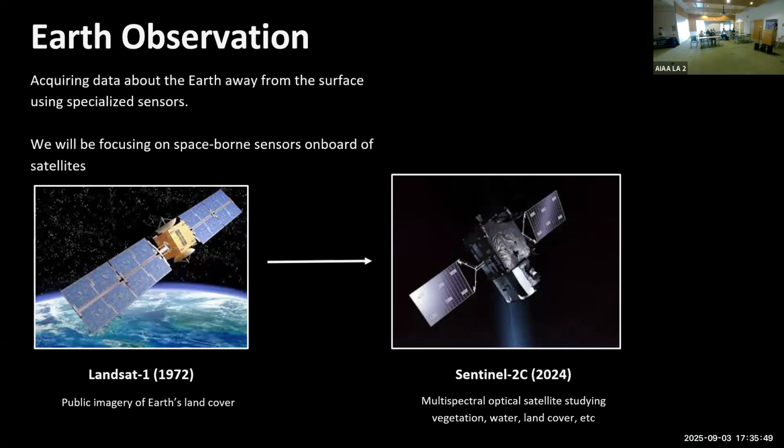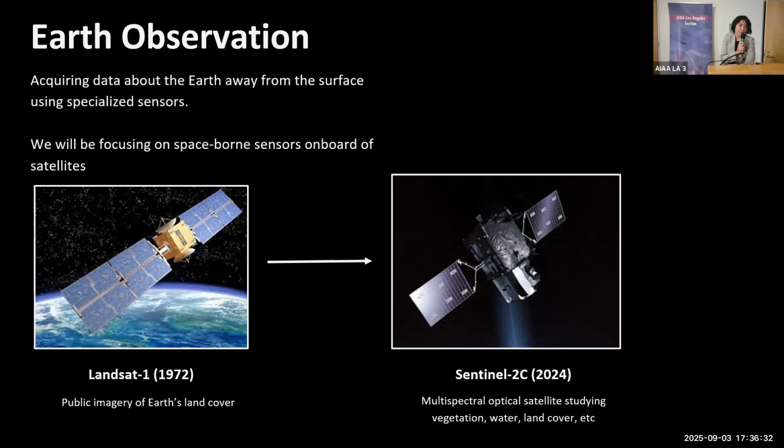So put simply, Earth observation is about acquiring data about the Earth away from the surface. This is contrary to ground-based sensors, such as seismometers, which detect earthquakes, or ground-based temperature sensors, which have a limited view of the Earth because they're not in space. So they don't give us a holistic picture of things that are going on at a global level. However, with the advent of specialized sensors on board satellites, we're able to get a really good holistic picture of the Earth in order to conduct more global climate research, agricultural research, and so forth.